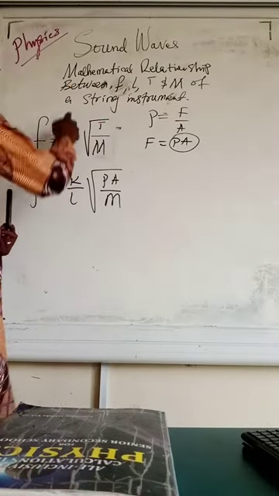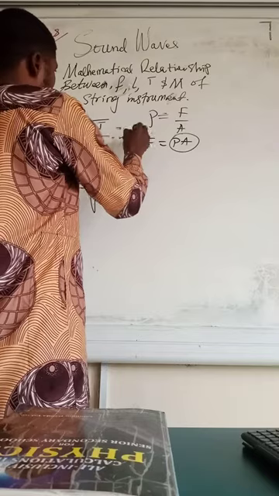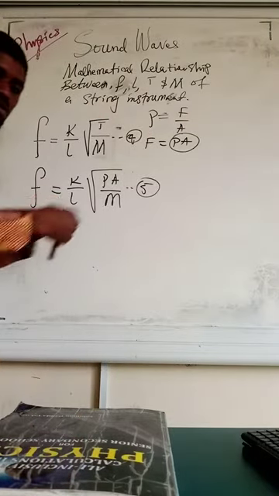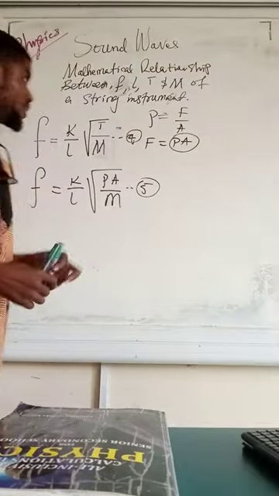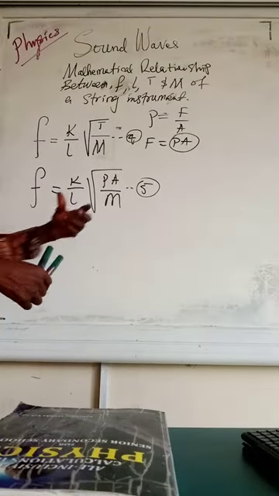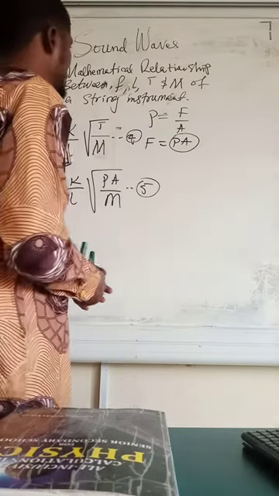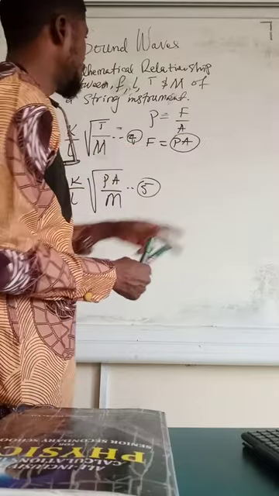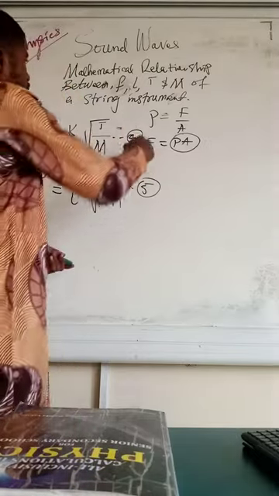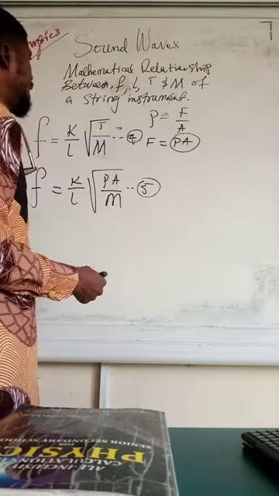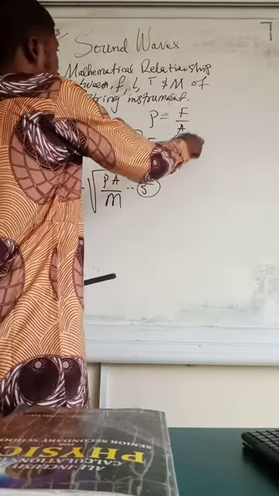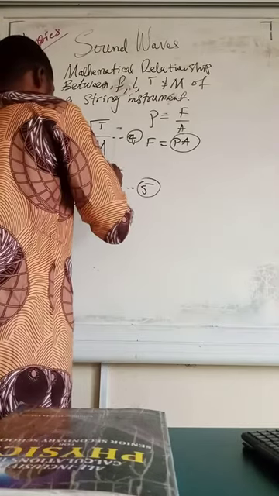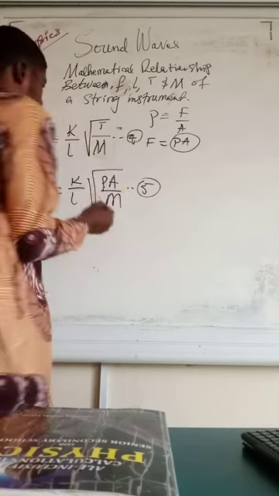So you can call this equation 4, equation 5. This is for what? Pipe instruments. And this is for what? String instruments. Pressure P is equal to what? Force over area. And force is tension, in Newton. So you are free to say that PA is equal to tension. Is that understood? So this is your force, pressure times the surface area.